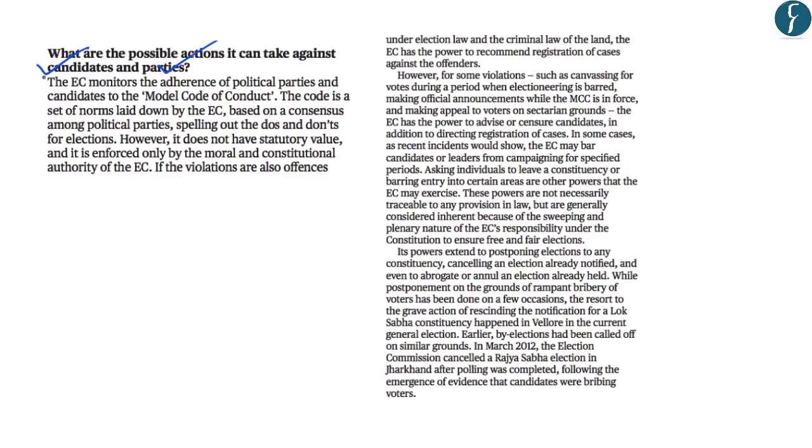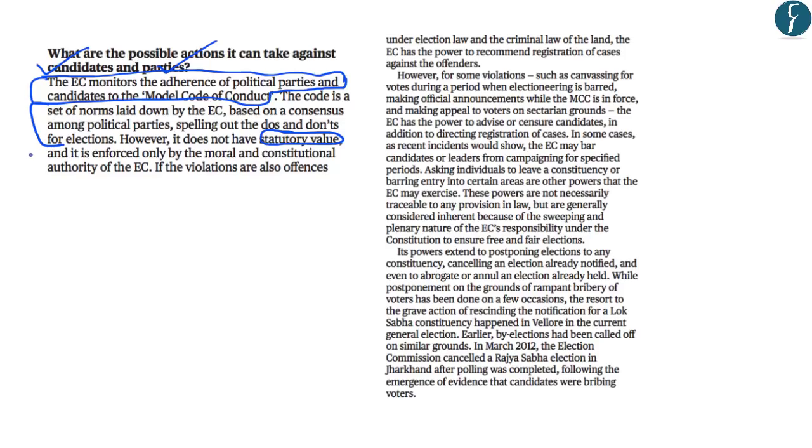And the Election Commission of India monitors the adherence of the political parties and the candidates to this Model Code of Conduct. However, this Model Code of Conduct has its own limitations. This is because it does not have statutory backing and it is only based on consensus among the political parties, which spells out do's and don'ts for the elections.